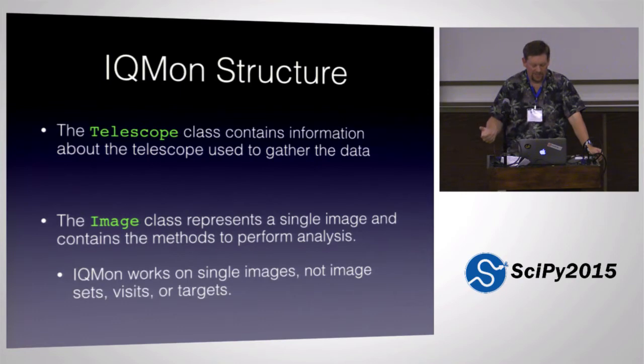So how is the package structured? Really, it's got 2 key classes that are defined. There's a telescope class, which is very simple, just basic information about the telescope that was used to acquire the data. And then there's an image class, and that represents a single astronomical image. All of the analysis that this does is basically just method calls on that image object. So conceptually, IQMon works only on single images. There's no concept of image sets or visits or anything like that.